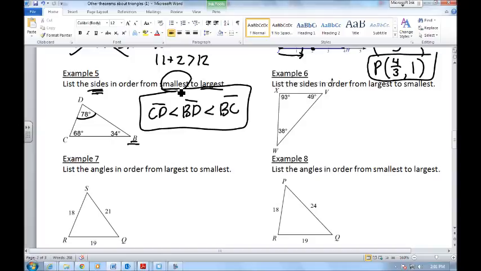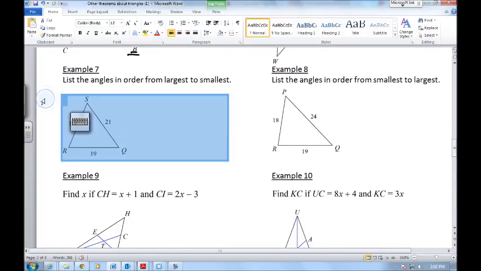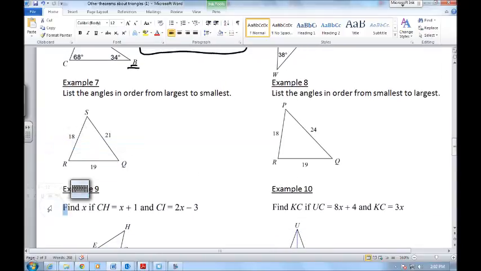For time, I think we're just going to skip down to number 7. Same idea, but we're given sides. We have to tell the angles in order. Perla, will you read the directions very carefully for us? Sorry, number 7. Ooh, which order this time? Largest to smallest.